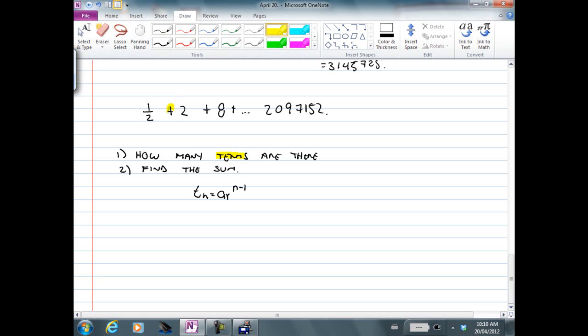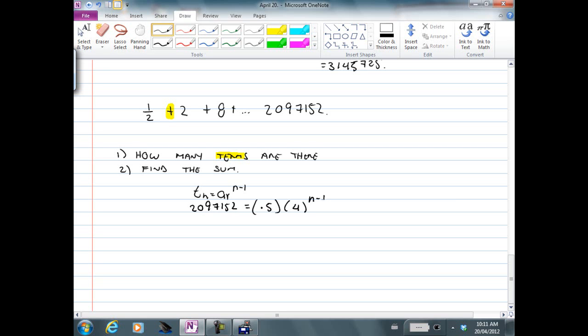Now, a lot of students will ask, "Mr., but these are plus." It doesn't matter if they're plus or minus. You have to look at the wording in the question. It says how many terms. That's a Tn formula. So plug it in. 2097152 equals 0.5 times 4 to the power of n minus 1.